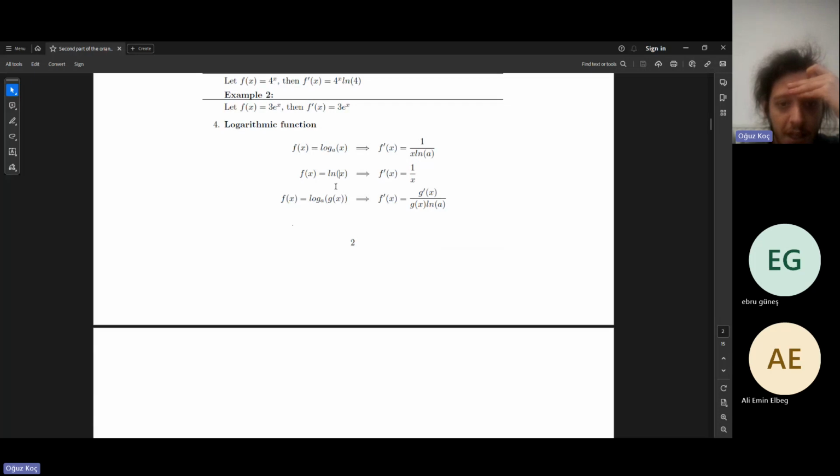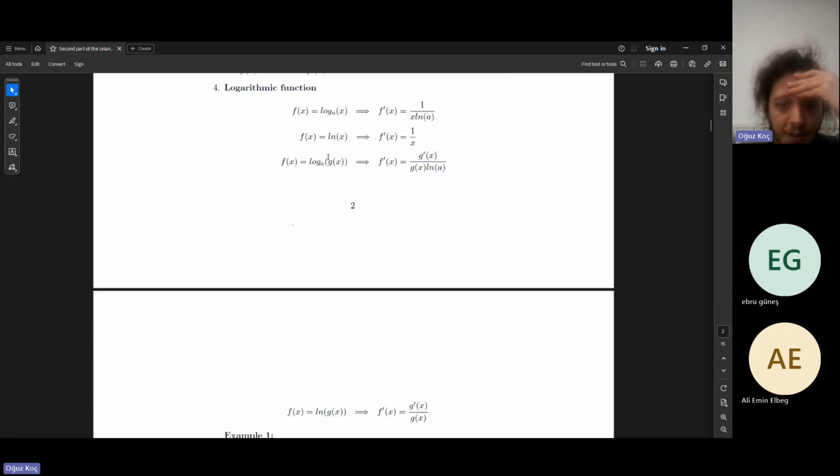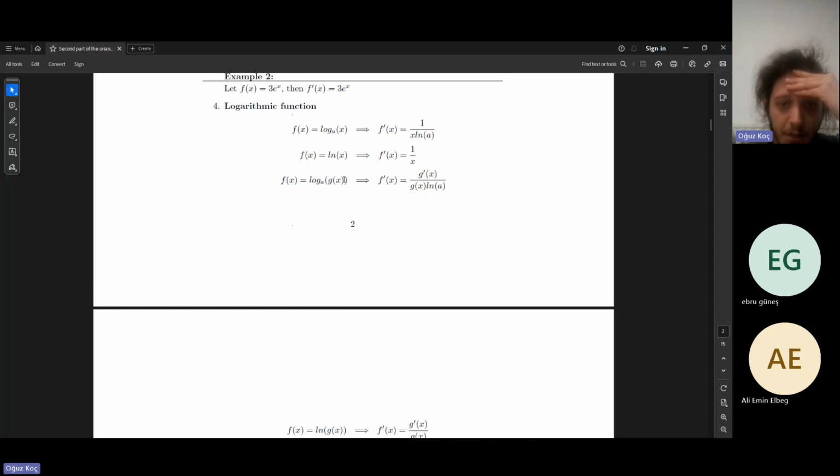And also we have another logarithmic function case, but this time we don't use just x. We use another function here. If you take the derivative of it, it gives you the derivative of the function that is inside of the logarithm, and we divide it by the function itself, and then multiply by the ln a here.